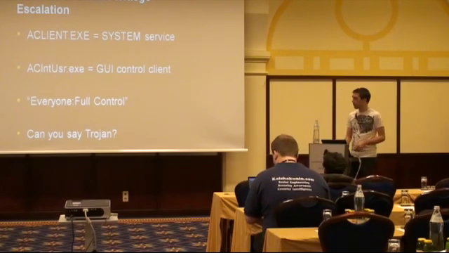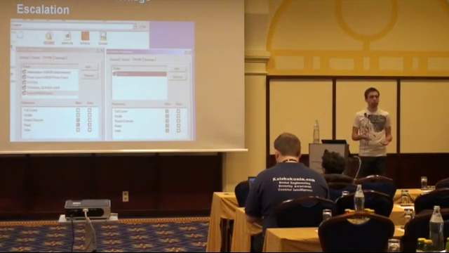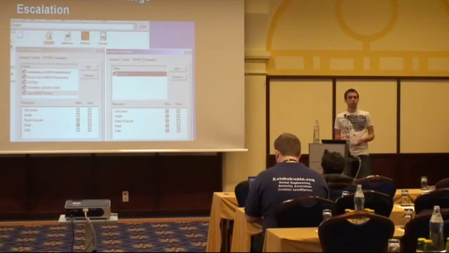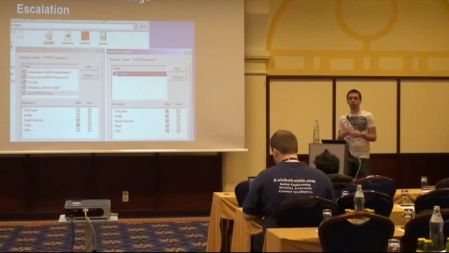But what you find is, if you look at the permissions now, aclient is the service that's running as system. That's what we were exploiting when I was doing the server impersonation attacks, and was why we were given system access. But then there's also this aclient user one, which is actually the little icon in the taskbar that I showed you before with a little blue circle. That runs as whatever the currently logged in user is. And that one had everyone full control.